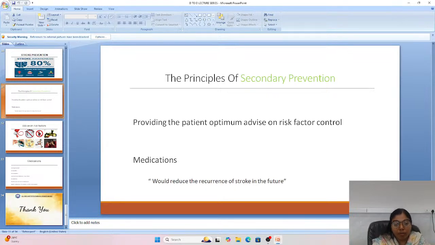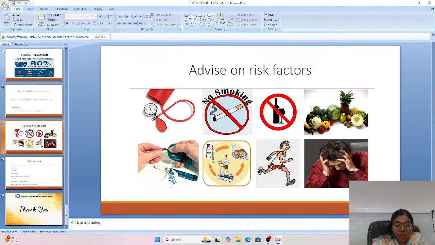What are the principles of secondary prevention? Providing the patient optimum advice on the risk factors and medications. We have to tell about the importance of medication. So this is all the advice we need to give on the risk factors as stroke is preventable.